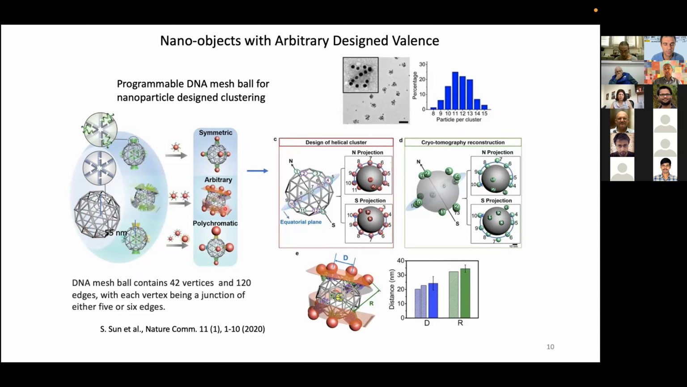And I'm just showing here one of the examples where we form a helical structure. This is our design, and this is essentially what is reconstructed from cryo-TEM. Okay, and this essentially gives us a possibility to build this type of cluster and verify it.